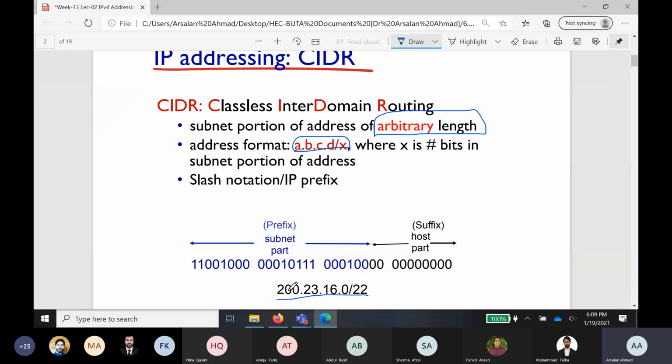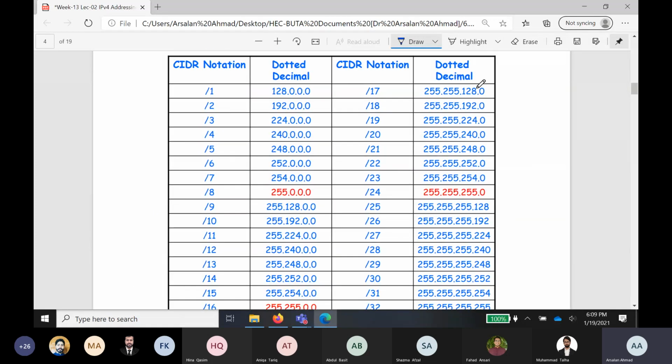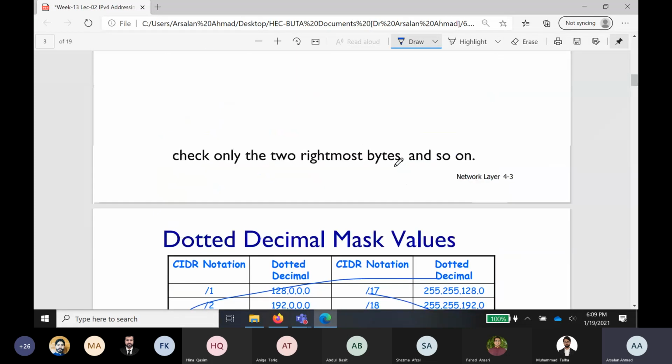a.b.c.d/x, where a.b.c.d are the four octets of the IP address, and the number after the slash, this x, represents the subnet portion of the address, and this can be of arbitrary length. And obviously depending upon this arbitrary length, we can have a whole set of possibilities.